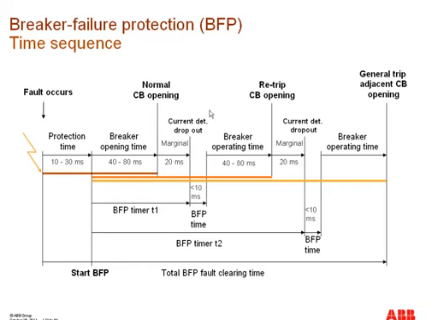And similarly, after another 40 to 80 milliseconds giving the breaker operating time, and then another margin, this T2 timer will expire, and if the current is still present, then the trip to the adjoining breaker is given out, and that would be the timer T2.